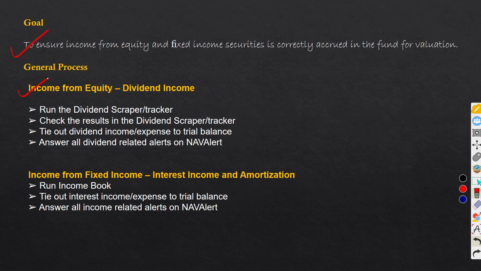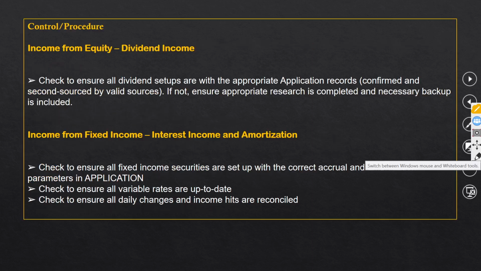Income from equity dividends: run the dividend tracker, check the result in the dividend scraper or tracker, tie out dividend income and expenses to the trial balance, and answer all dividend-related alerts on the NAV part. You can apply all these checks in your company also. Income from fixed income, interest income and amortization: run the income book, tie out interest income and expenses to the trial balance, and answer all income-related alerts on the NAV part. So this is what we do with dividends and income.